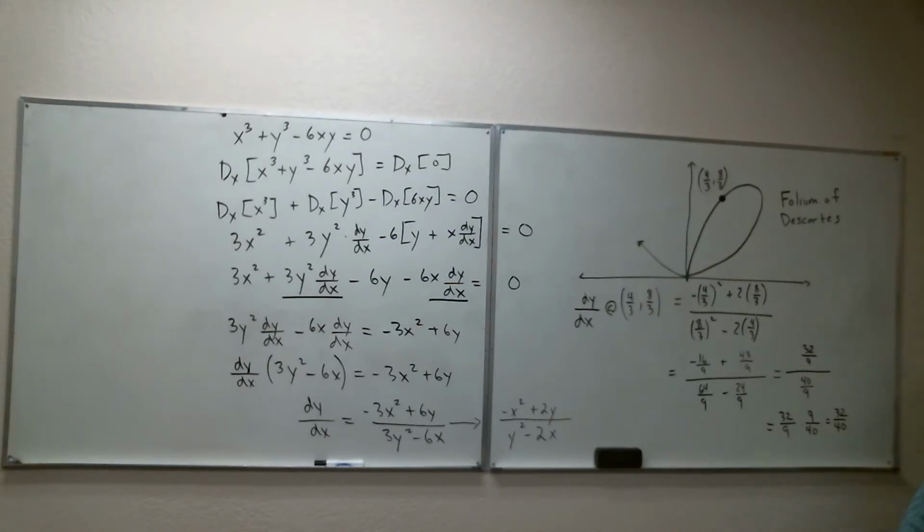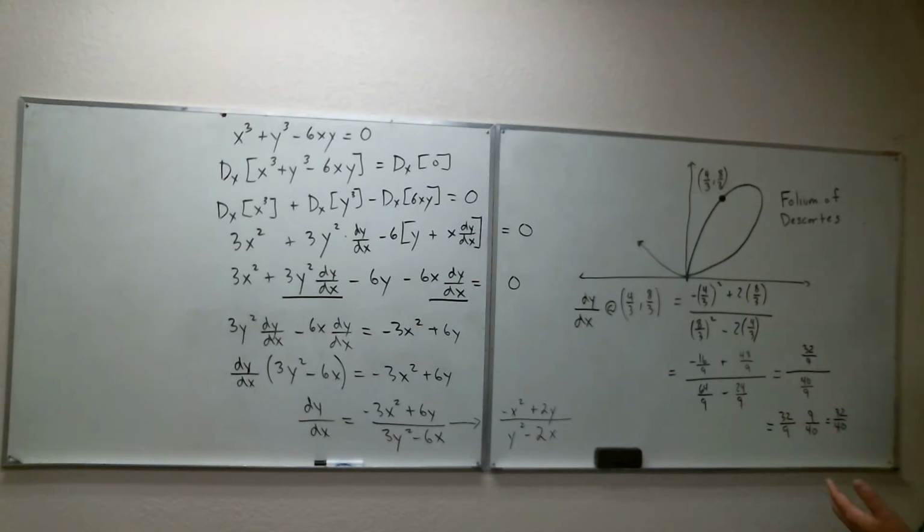What does that reduce to? Well, you divide the top and the bottom by 2, and you get 16/20, then that is 8 over 10.